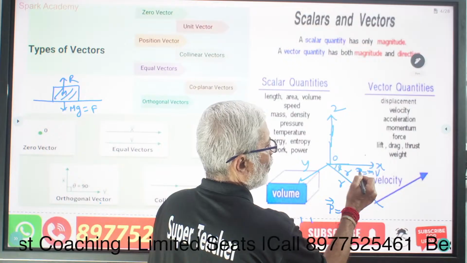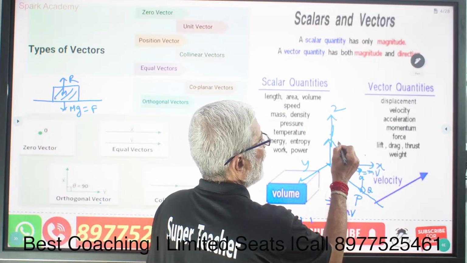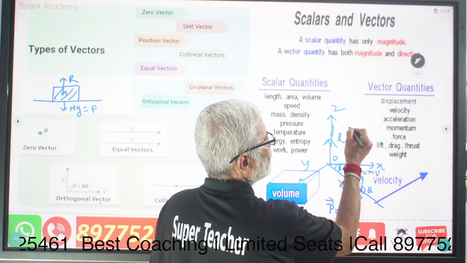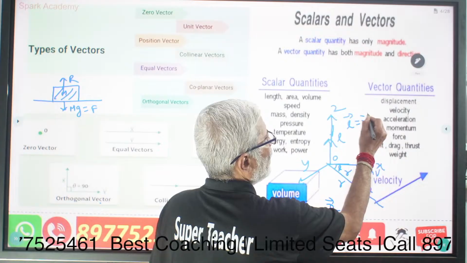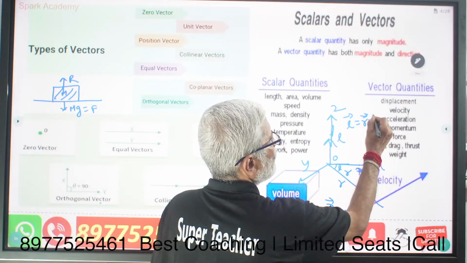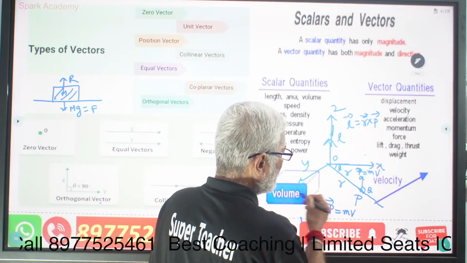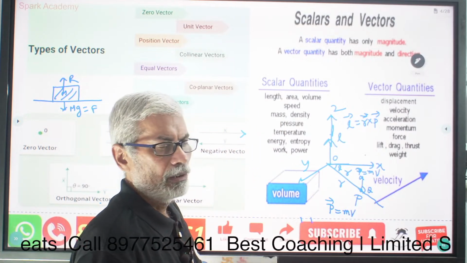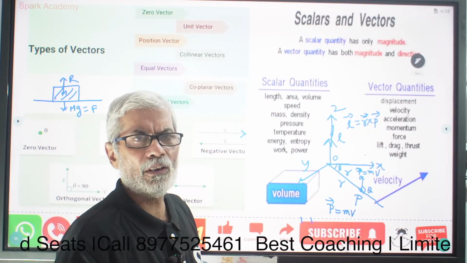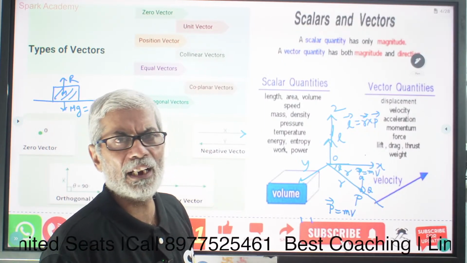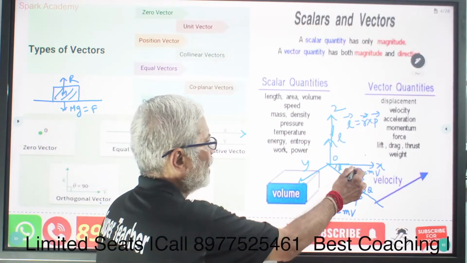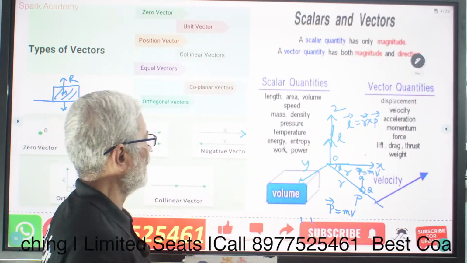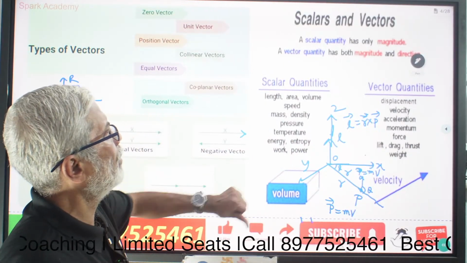Then R cross P will be angular momentum. Angular momentum direction is perpendicular to R and P. So L is equal to R cross P. So this R and P is in XY plane. So what I want to impress upon you is that if two vectors are lying in the same plane, they are coplanar vectors. It can be xy plane, yz plane, or xz plane.